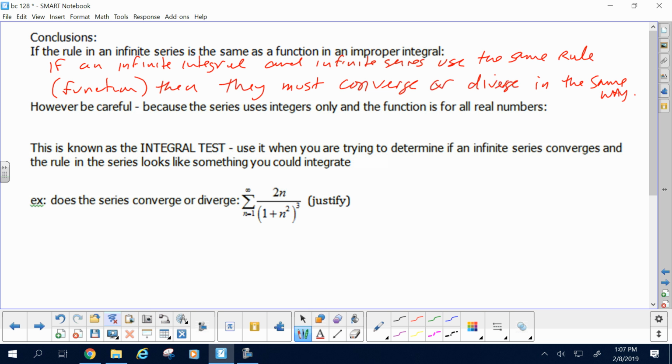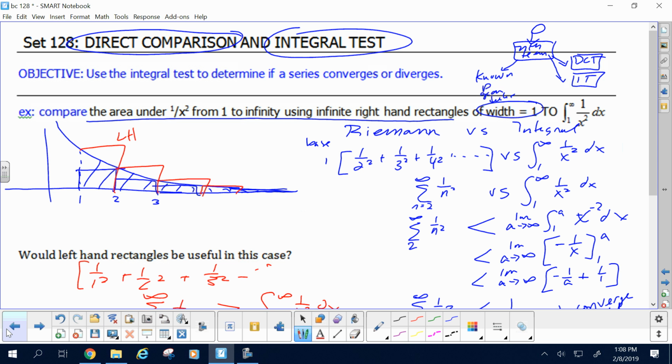Which is to say, if you can show that the integral converges, then you can conclude the series converges. And if you can show that the integral diverges, then you can conclude the series that's just like it must diverge. Be careful though, don't go too far with this. The series and the integral behave the same because they have the same function. You're talking about the same rule here, whether it be 1 over x squared for the curve or 1 over n squared for the series.